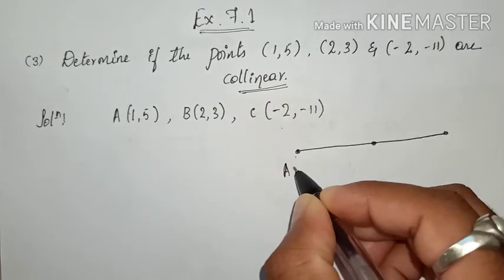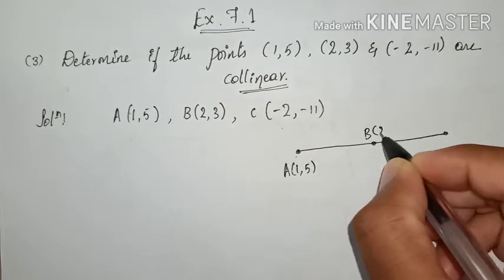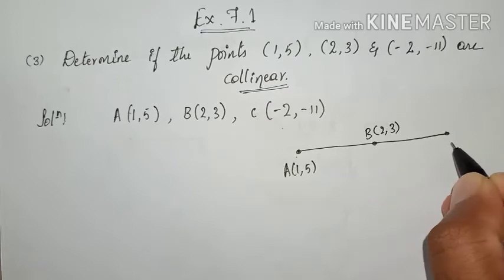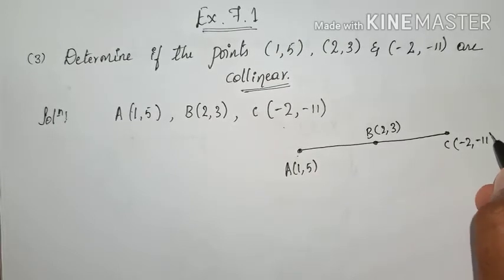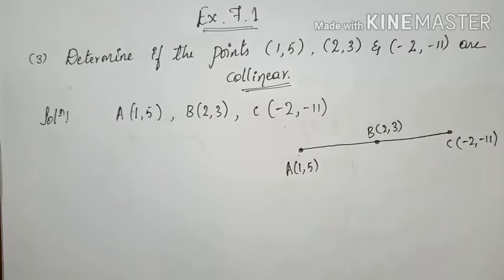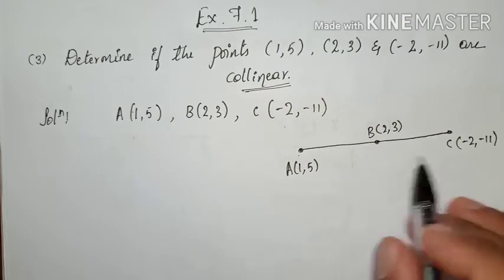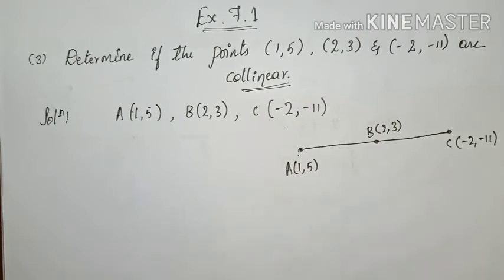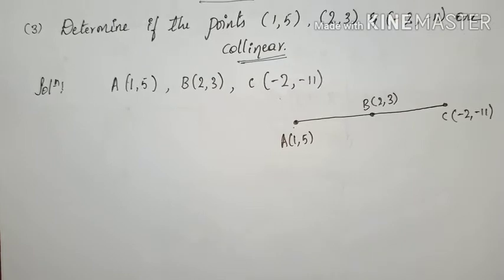Let me take this point as A (1, 5), this B (2, 3), and the third one, let me take it as C (-2, -11). Now the question is how to find out whether these 3 points lie on the same straight line. That is the biggest problem here. Okay, let me tell you, it's quite easy.